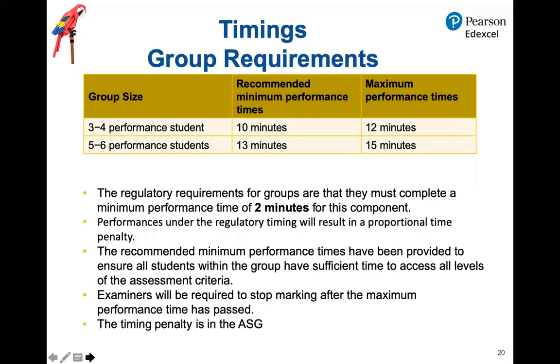So here are the timings for the group requirements. For groups, we've got the new for 2021 reduction of the regulatory minimum. So it's 2 minutes for any group performance. Anything under that 2 minutes obviously is going to result in that proportional time penalty. And there you have the recommended minimum and maximum performance time, which is where you are aiming to get the students to. The timing penalties are available for you to see in the ASG.